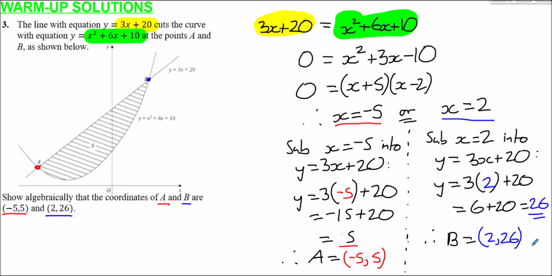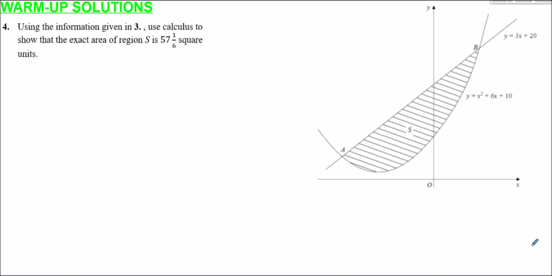Now warm-up question 4 relates to warm-up question 3. So we're going to use the information from question 3 to help us for question 4. So question 4, using the information given in question 3, use calculus to show that the exact area of region S, this region here with the diagonal lines, is 57 1/6 square units. So let's just add the information from question 3. We're told A is -5, 5, and we worked out that B was 2, 26.